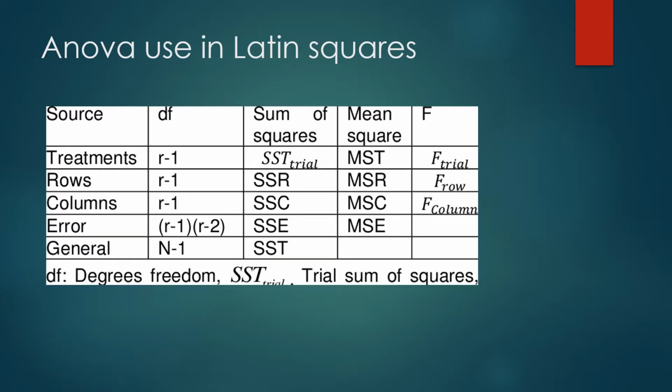Moving on to ANOVA use in Latin square design, you get your degrees of freedom, your sum of the squares for each treatment, row, the columns, the error, and then the totals. Now, the F ratio at the end is one of the key variables to understand from a Latin square design, because this helps determine if you should reject your null hypothesis or if you should accept it. It is calculated by taking the mean squares of the treatments divided by the mean squares of the error.